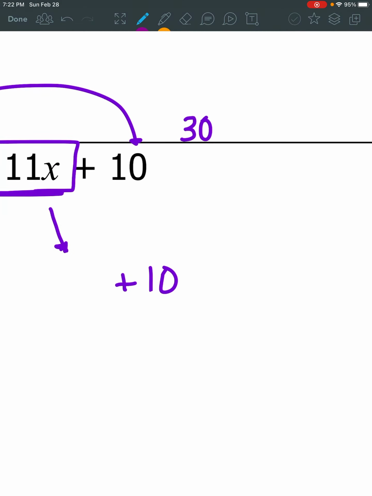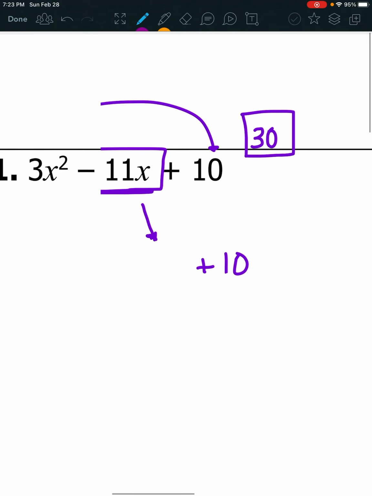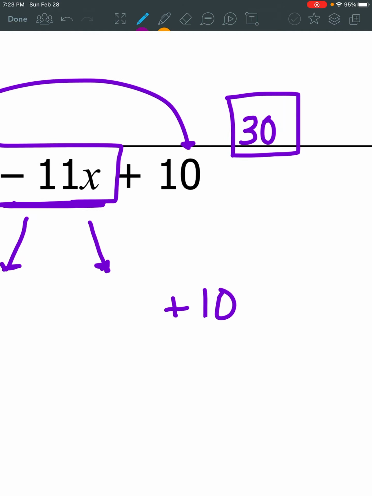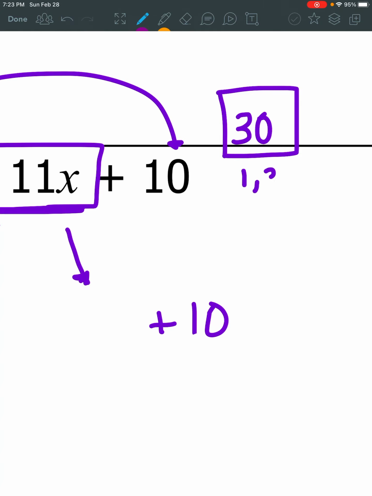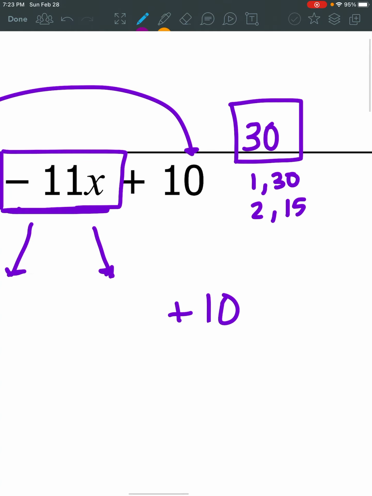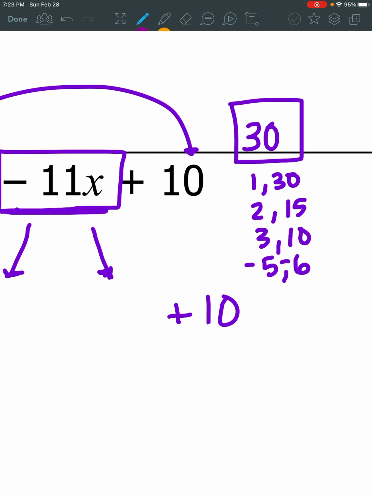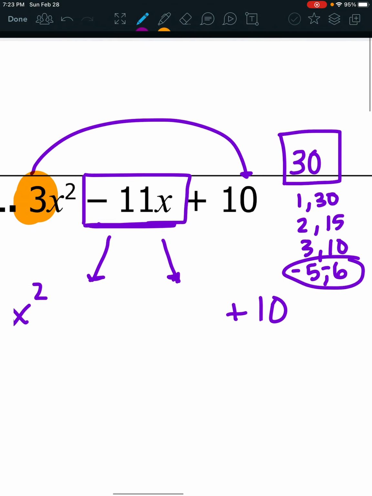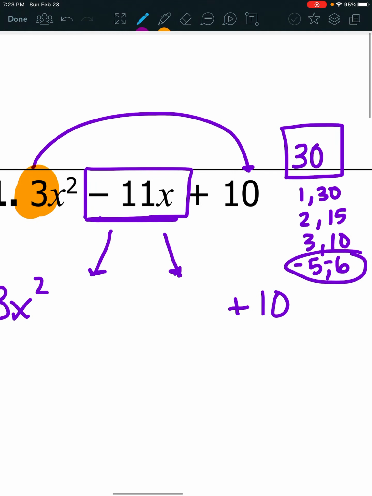So we're trying to figure out what multiplies to 30, adds to negative 11. So we'd have 1 and 30, 2 and 15, 3 and 10, 5 and 6, and there we go. If both of those are negative, those add to negative 11, and then they also multiply to positive 30. So the middle two terms, we're going to separate into minus 5x, and then also minus 6x.